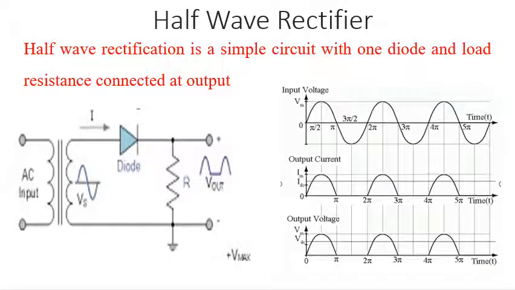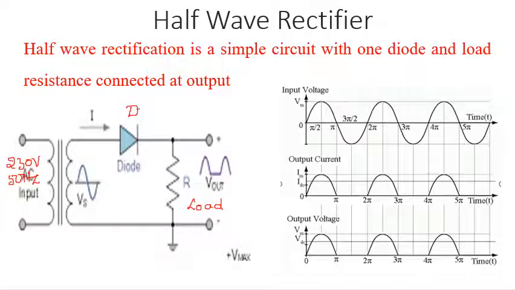Half-wave rectifier is a simple circuit with one diode and a load resistance connected to it. Here you can see in the circuit shown, this is a diode D connected. This is R, that is load resistance. AC input, that is 230 volt, 50 hertz. AC mains is connected at the input.